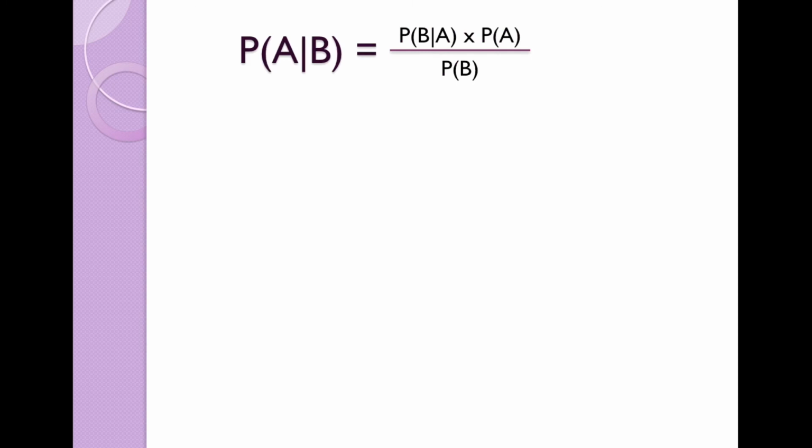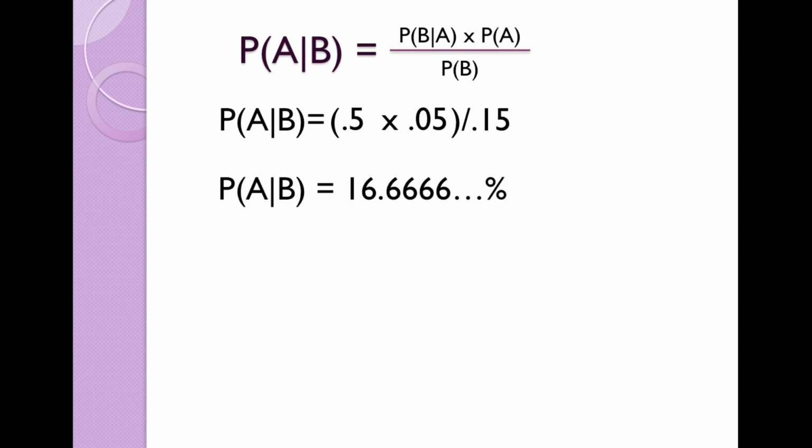Now, let's plug our variables into the equation to find the answer. So, the probability that a person with blonde hair has blue eyes is the probability of B given A times the probability of A over the probability of B. Plug this into a calculator and you'll get that the probability of a person with blonde hair having blue eyes is 16.66666%, or 1 in 6.